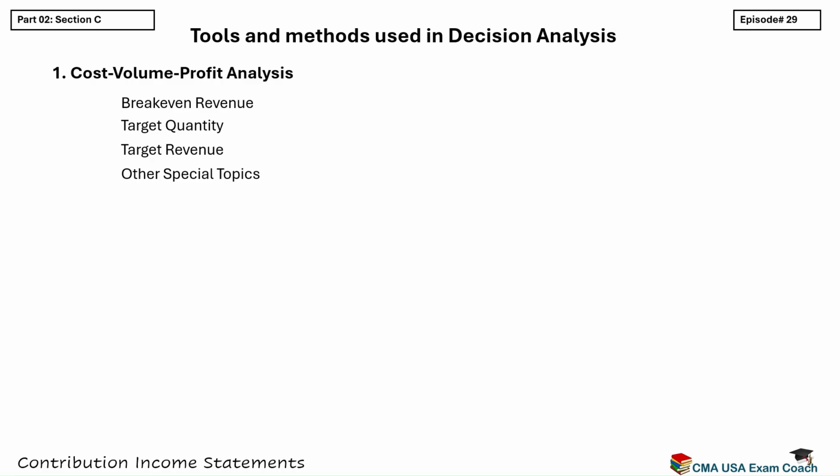Some other special topics. In addition to these, CVP analysis also includes topics like contribution margin ratio, margin of safety, operating leverage, and multi-product break-even analysis, all of which give managers deeper insight into business performance and risk. We will cover each of these topics in detail in the upcoming episodes, with clear explanations and practical examples to help you understand and apply them confidently.